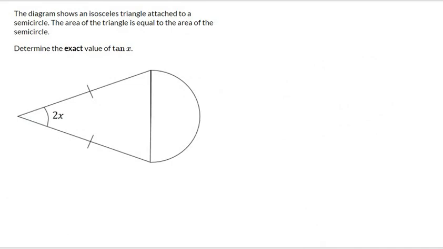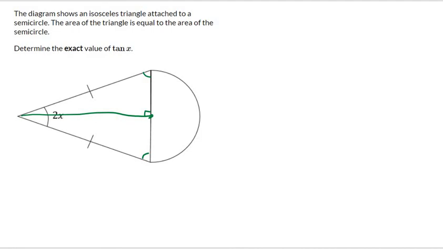Final question. This time, no real life stuff at all. The diagram shows an isosceles triangle attached to a semicircle, with the semicircle's diameter along the base, and a line of symmetry through the triangle. The area of the triangle is equal to the area of the semicircle. We have to find the exact value of tan x.